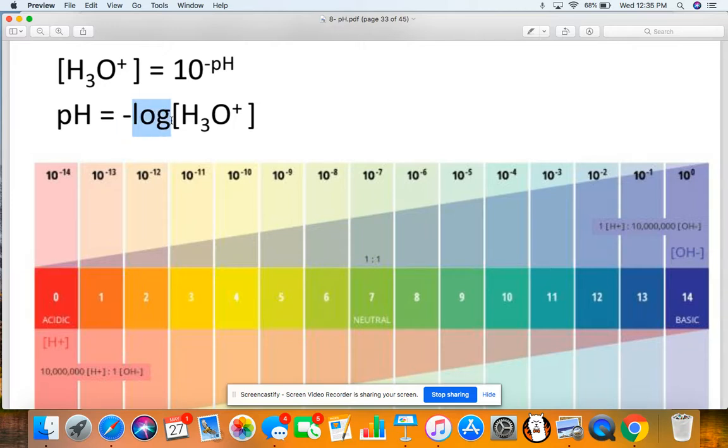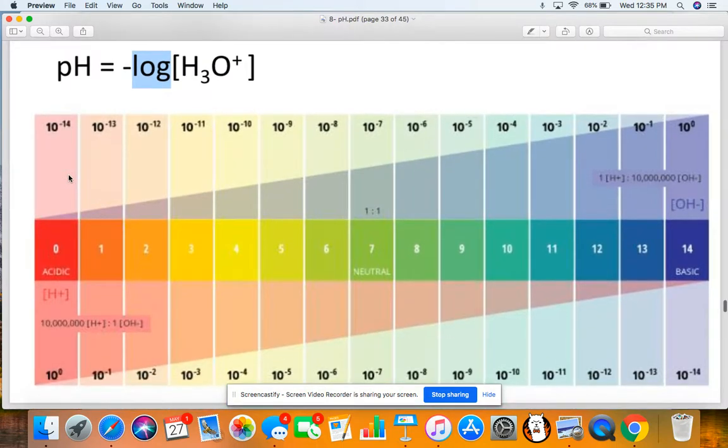And what log is, is something to the base of 10. So essentially you're getting rid of that tenfold difference. So for example, something that's 10 to the negative 14, we're looking at OH concentrations. Let's focus on H plus down here.